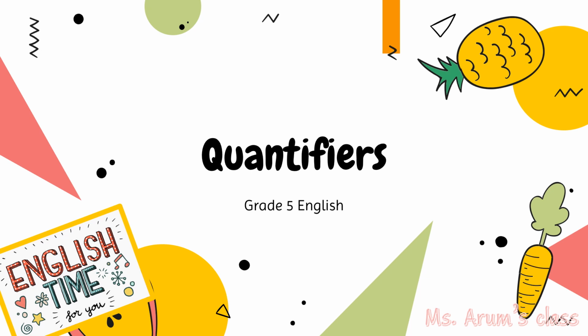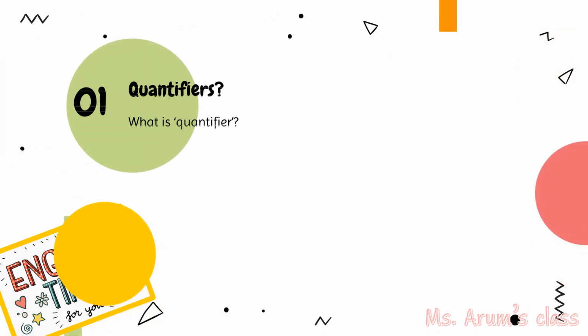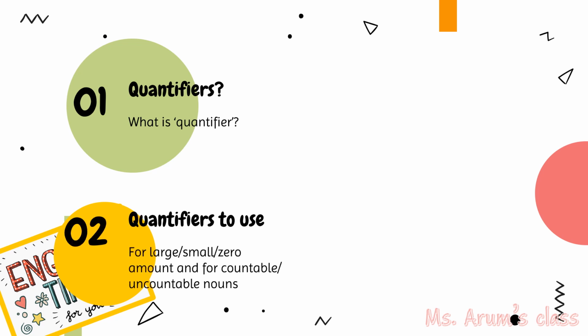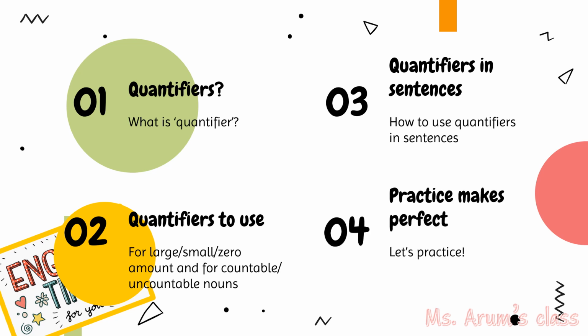So excited. Today, we are talking about quantifiers, grade 5. Are you ready? Let's go. Okay, first, we are going to discuss what quantifier means. And then, we are going to use them with countable and uncountable nouns. After that, we are going to put them in sentences, and finally, we are going to do some practice, because practice makes perfect.